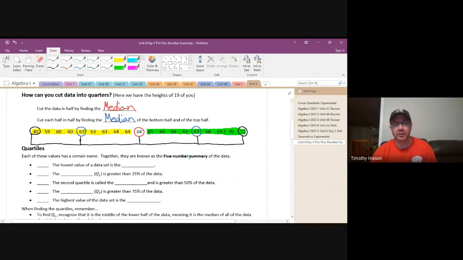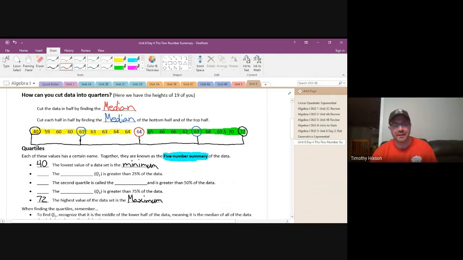And really, this is all this lesson is about, how to find the 5-number summary for a set of data, okay? So first of all, this number 40 is the lowest value, and we call that the minimum. Nothing new there. On the other end, the 72 is the highest value, and that, of course, is our maximum. Again, nothing new there.